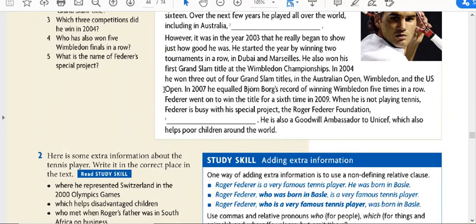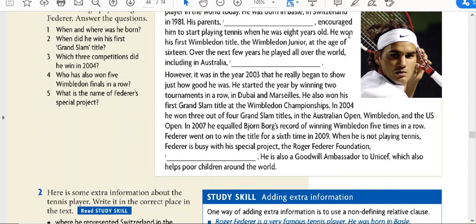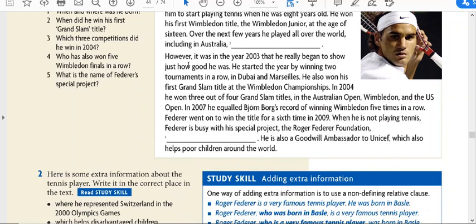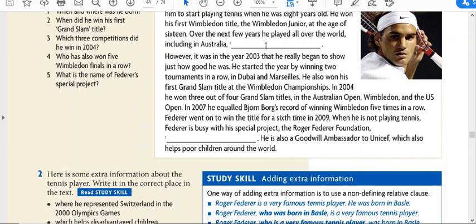So for example, if we take this sentence, he won, it talks about Roger Federer, his first Wimbledon title, the Wimbledon Junior, at the age of 16. Over the next few years, he played all over the world, including Australia. So you need to find the proper relative clause and then put it inside this blank.